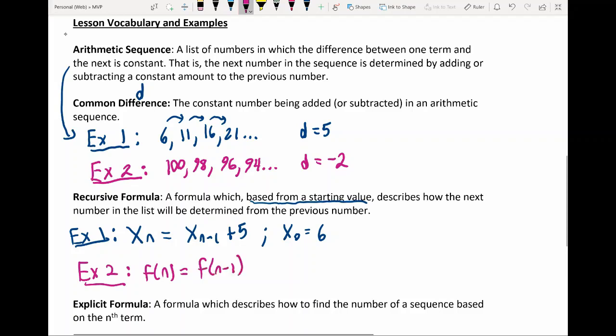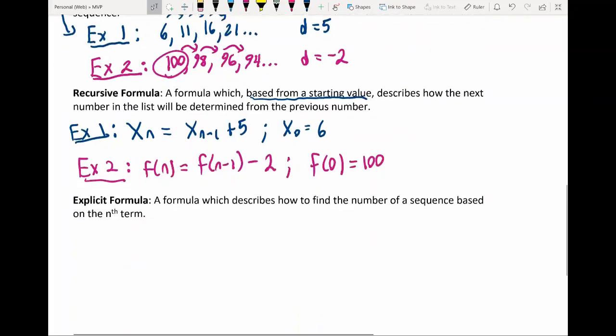So it's still saying the same thing. It's saying the next number is based on the previous number and then something that's happening to it. So what was happening each time here? We were subtracting 2. So we could put -2 or plus -2, but -2 is more math swaggy. So in this case, f of 0 instead of x sub 0 would be 100 because we started at 100 up here. So again, those notations are both recursive notations, but I wanted to show you both types that you'll be seeing in class versus on the homeworks.